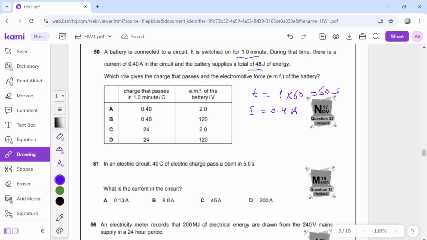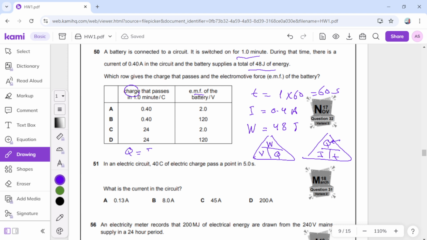And we have energy. So work or energy equals 48 joule. He asked to find the charge and EMF, because we have this triangle. Now we have 2 triangles: charge, current, time, and the other one is work, electromotive force, voltage, and charge. So first we have to find the charge.